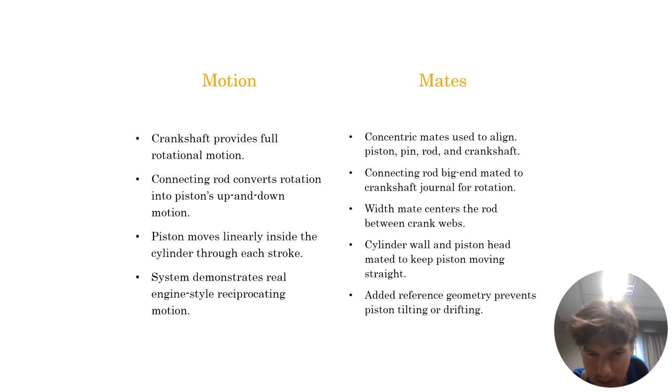Connecting rod, big end mated to the crankshaft for rotation. I'm on mates right now, and width mate centers the rod between the crank webs. That was difficult. That's the space in between where the engine rotates. That's where the connecting rod and the bearing cap meet, making that circle, and that's what goes around the web in between the crankshaft, which makes it go up and down.